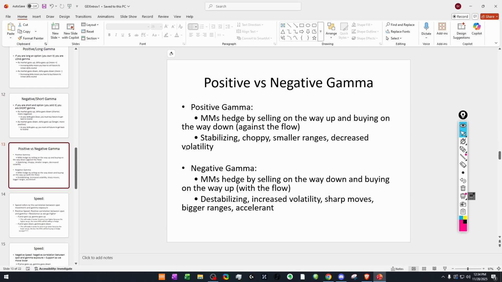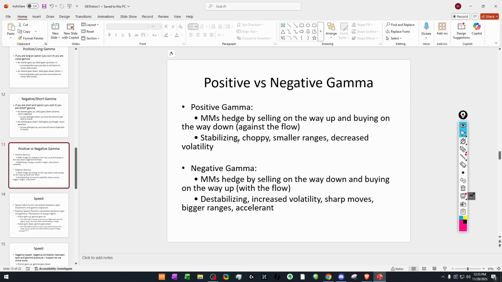So depending on if the market makers have net long or short gamma, or positive or negative gamma, that's going to dictate the hedging response by the market makers. So if they're positive gamma, market makers are hedging by selling on the way up and buying on the way down. So they are trading against the flow.